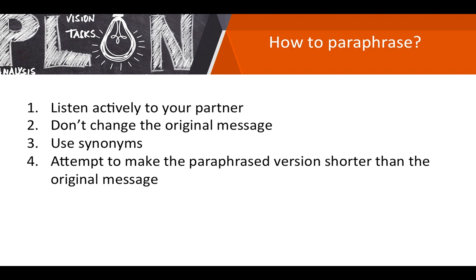So how do you paraphrase? Here are some tips. If you are talking to someone, you should listen actively to your partner. Listening actively to what your partner is saying would enable you to understand what the partner is sharing, and therefore you can check your understanding by paraphrasing the contents of the speech or the contents of the sentence correctly.